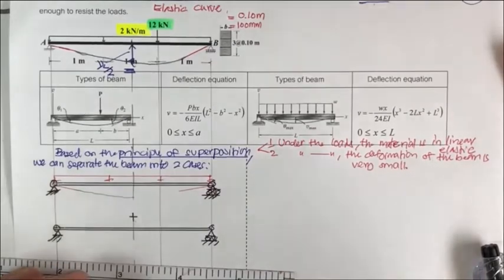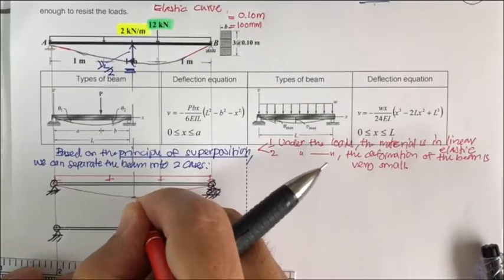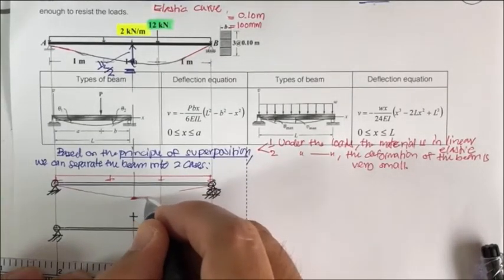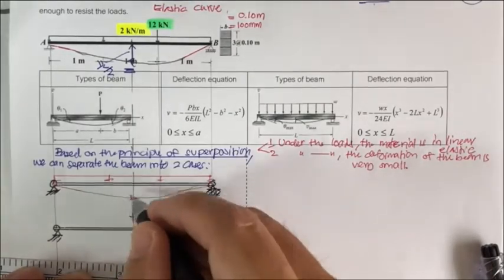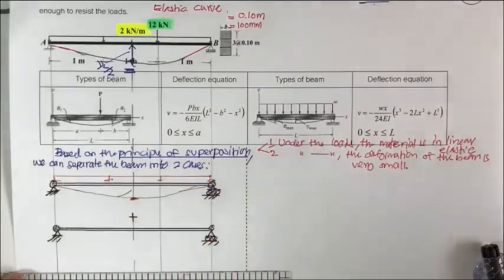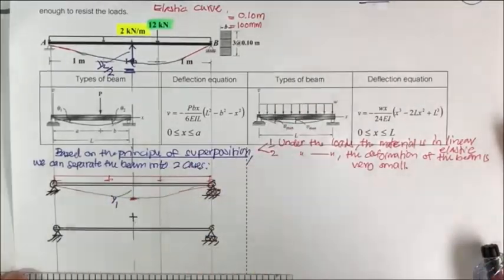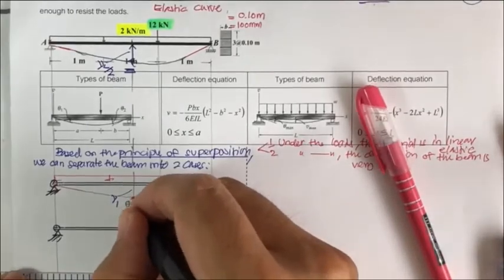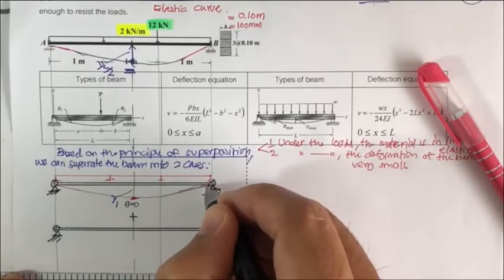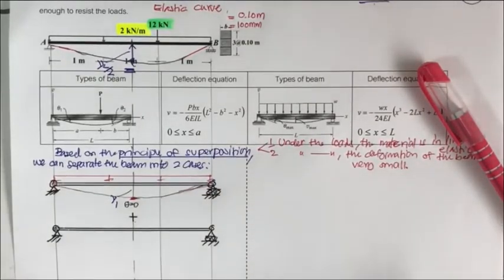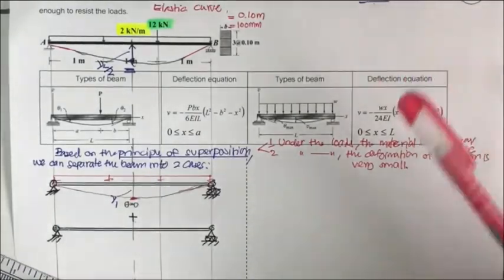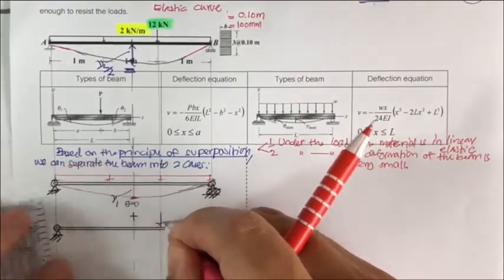And the maximum deflection will occur at the middle due to the symmetry of the loading. Okay, and this is going to be so-called V1. Let me call this V1, and then the slope here is going to be 0 because the maximum deflection is here, and then the curve is going to be like this.